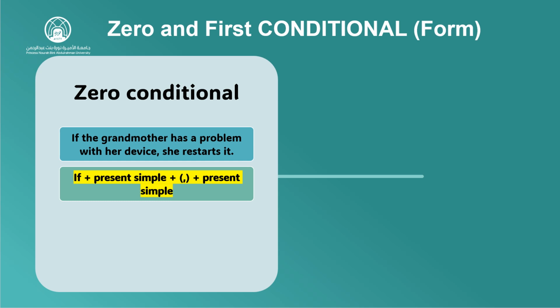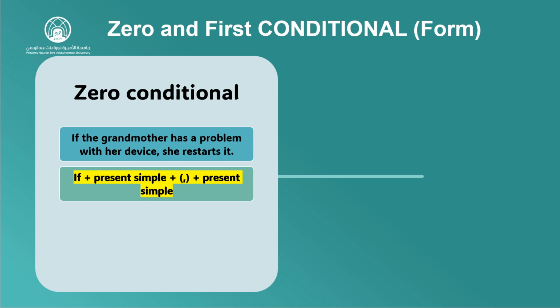Look at both of the sentences. The first one, if the grandmother has a problem with her device, is in the present simple form. So, for example, the grandmother has a problem with her device. Then the second sentence, she restarts it. Because I started the sentence with if, I put a comma between the two sentences.